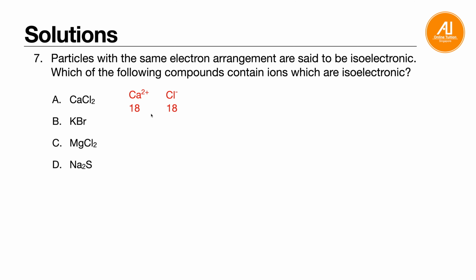Okay, so you can do the same for potassium bromide. K+ initially is 19, it gives away 1, becomes 18. Bromine initially is, let me see, 35. After taking one more, it becomes 36. So obviously they are not the same, so it's wrong. You can do the same for C, magnesium chloride, and D, sodium sulfide. So A obviously will be the answer.